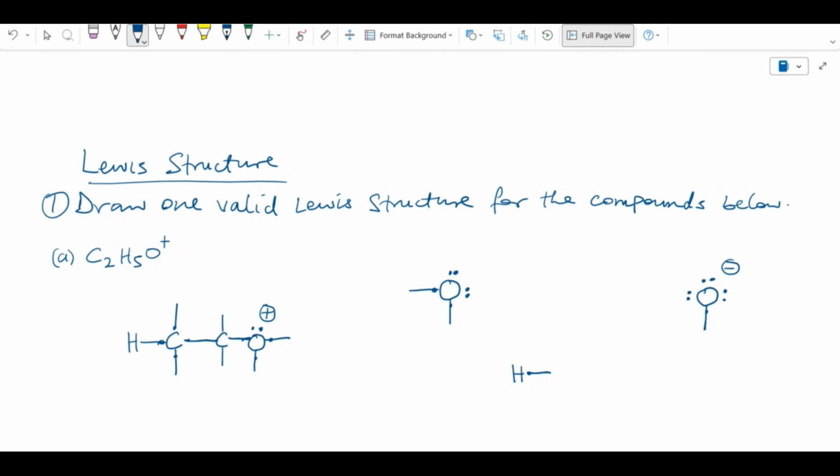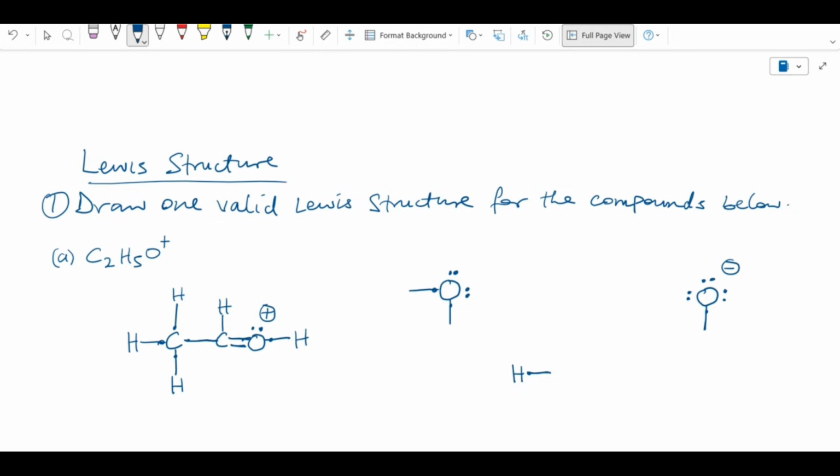We have 1, 2, 3, 4, 5, so we have 5 hydrogens. We have dangling bonds, 1 on carbon and 1 on oxygen. So what we'll do is connect those dangling bonds. Connecting them means you will have 2 bonds between carbon and oxygen.